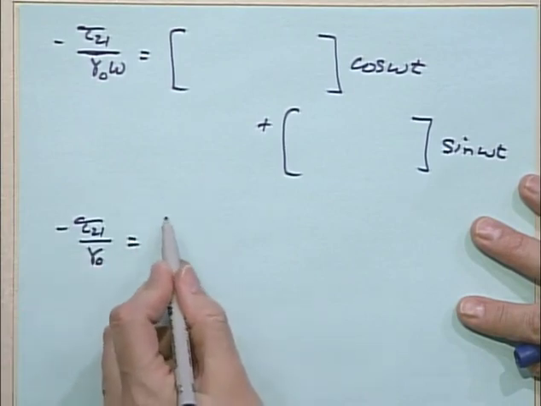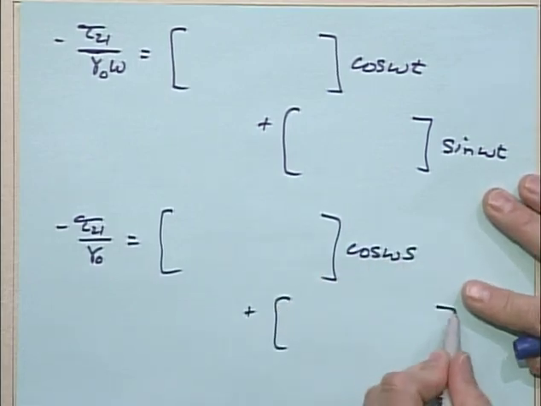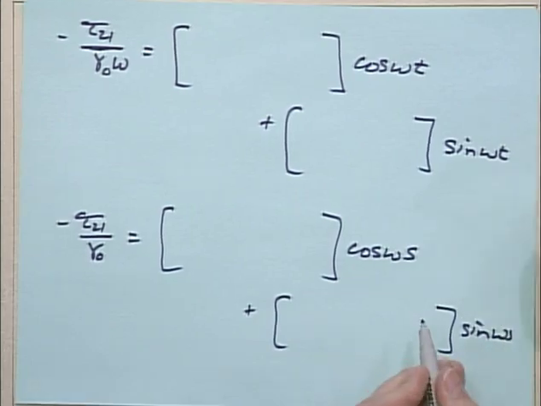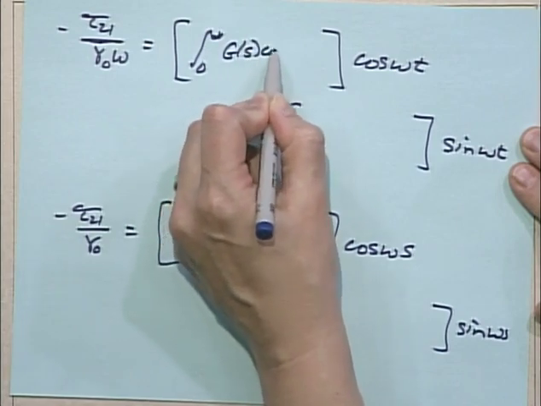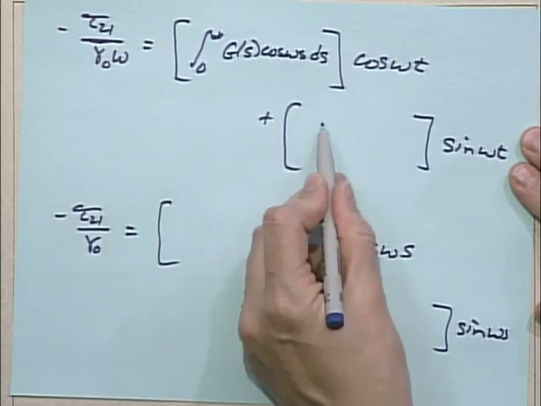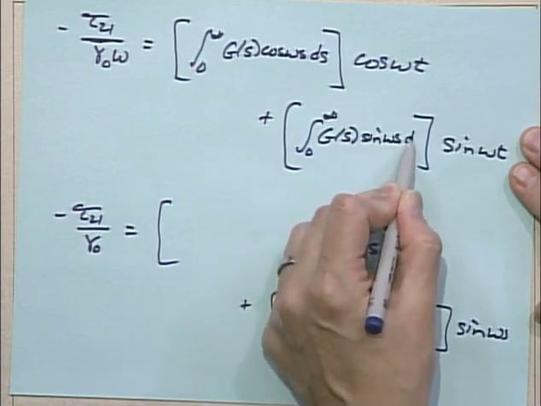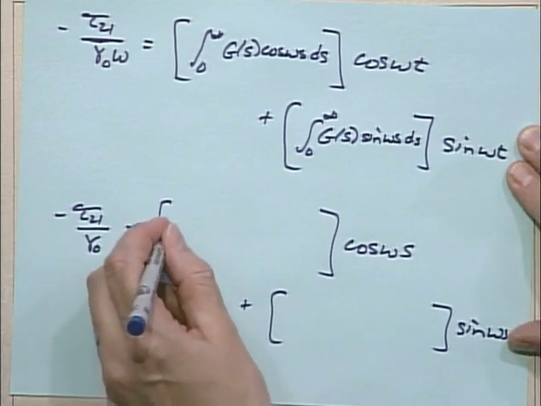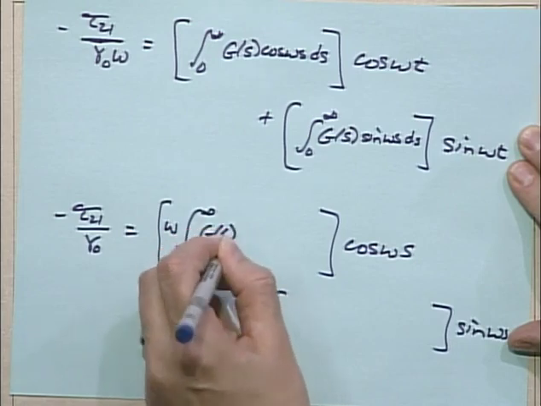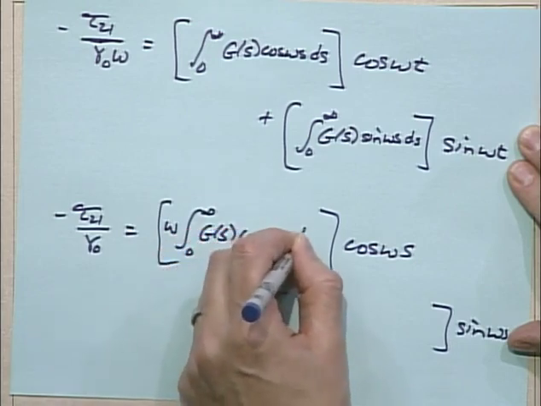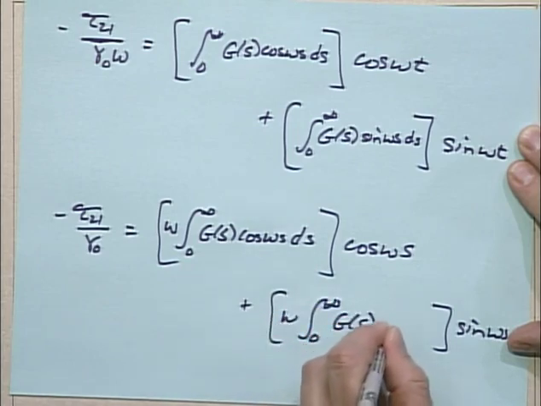So now that's equal to something times cosine omega s plus that other big term, sine omega s. And this term was integral from 0 to infinity g of s cosine omega s ds. This one was integral from 0 to infinity g of s sine omega s ds. And so these have an omega out front, and it's the same thing. Omega times the integral from 0 to infinity g of s cosine omega s ds, and omega times the integral from 0 to infinity of g of s sine omega s.